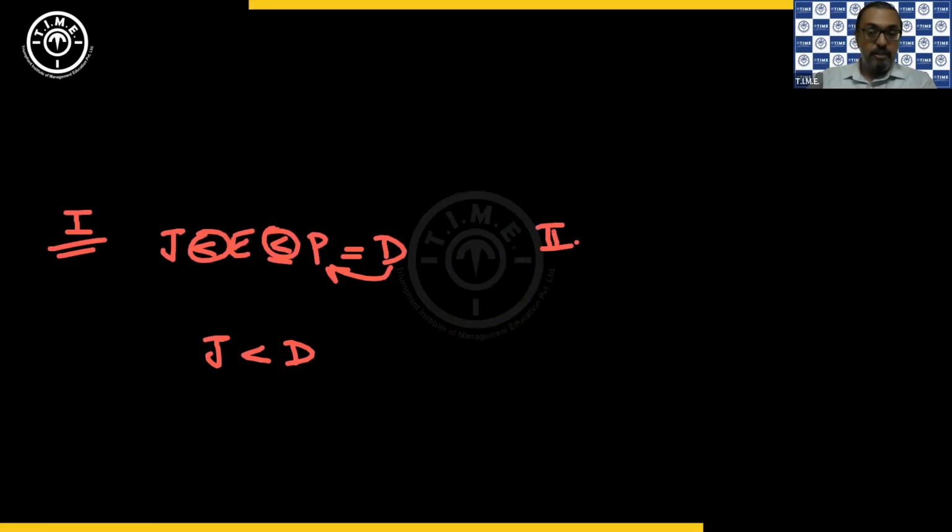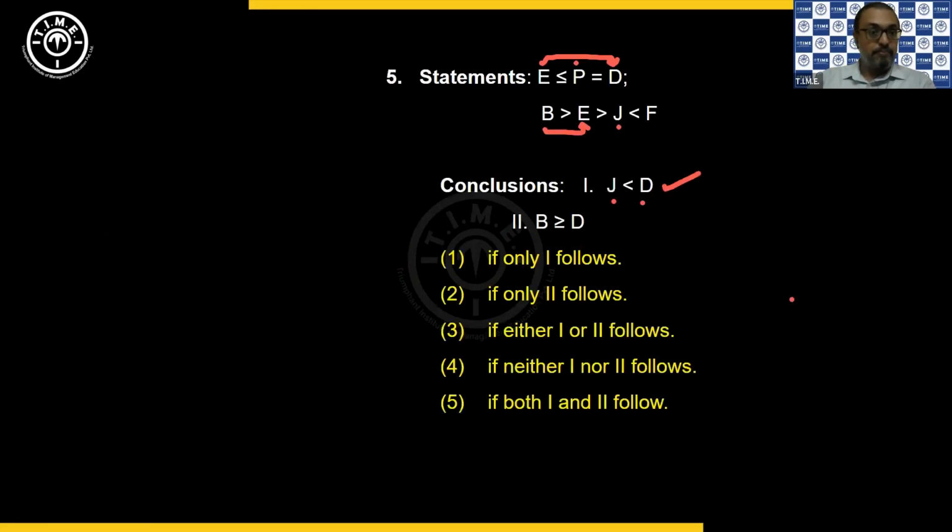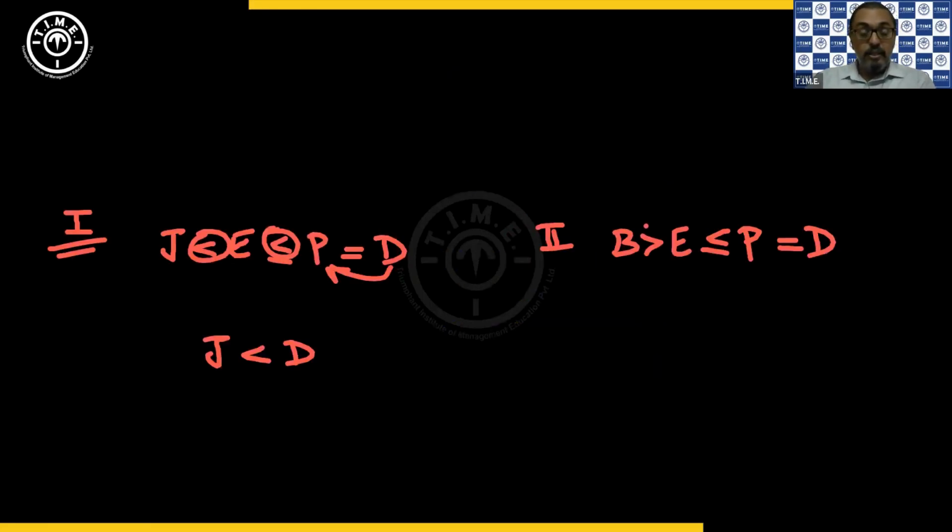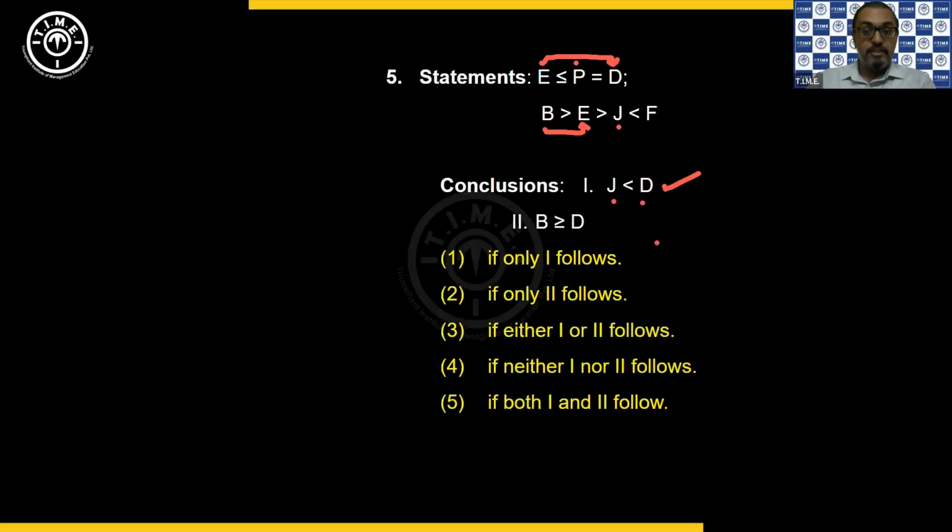For the second one, we have B greater than E and then E less than or equals B equals D. Correct? Now here, unfortunately, you have opposite inequalities. Whenever you have opposite inequalities, we will never get any relation. So you can straight away say does not follow. So my answer is only 1 follows.